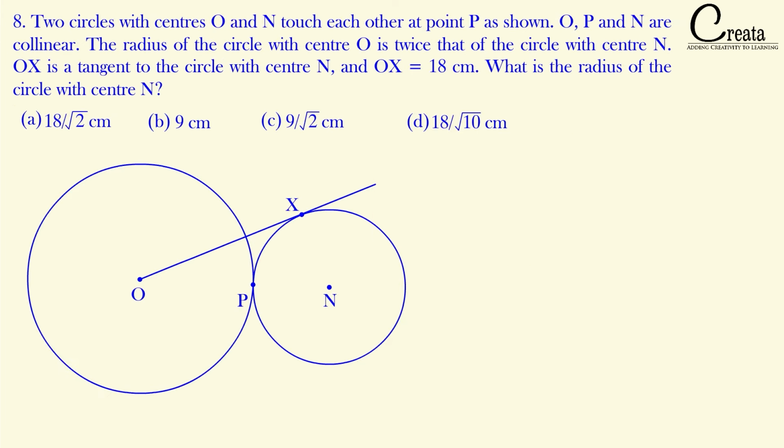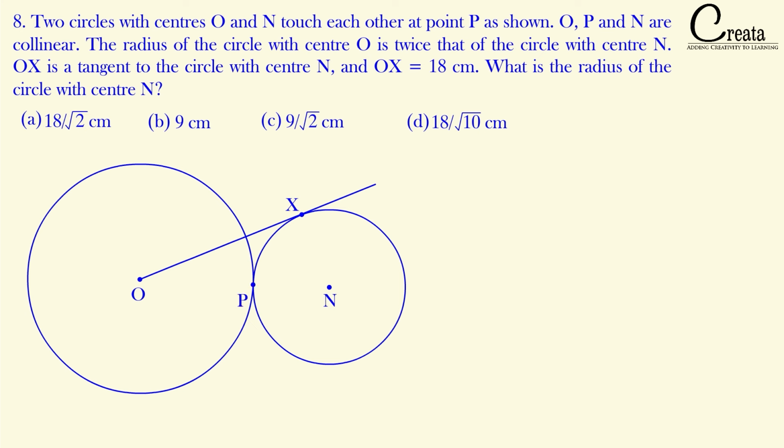So let's move to question number 8. This is question number 8. Pause the video and try to solve this question on your own. So let's approach this question. In this question, two circles are given. The circle with the center as O and the second circle with the center as N. And the common point between both the circles is the point P.